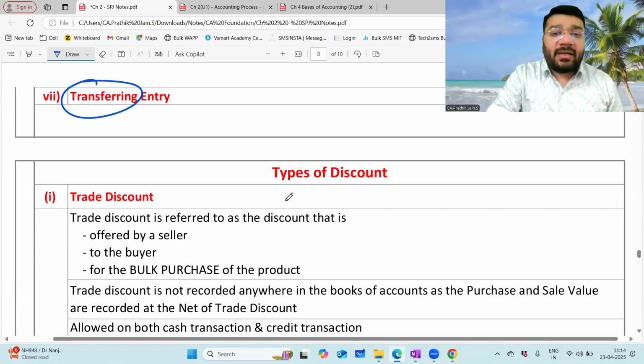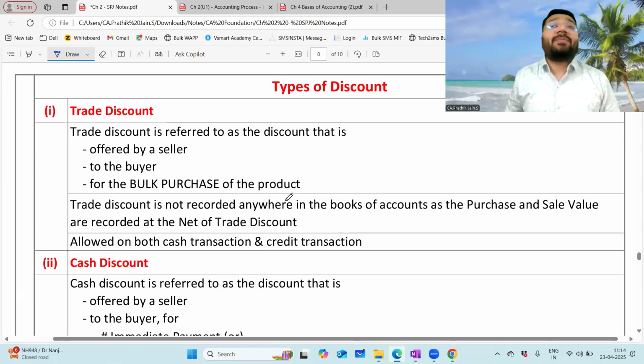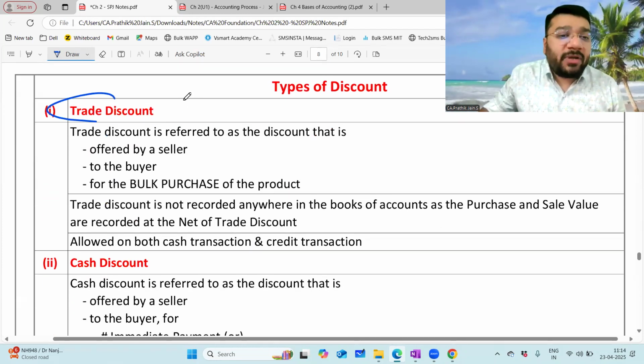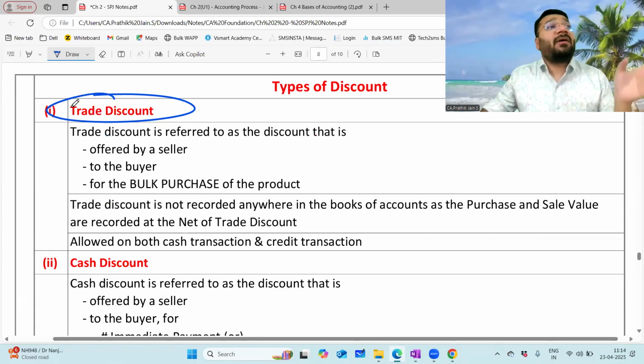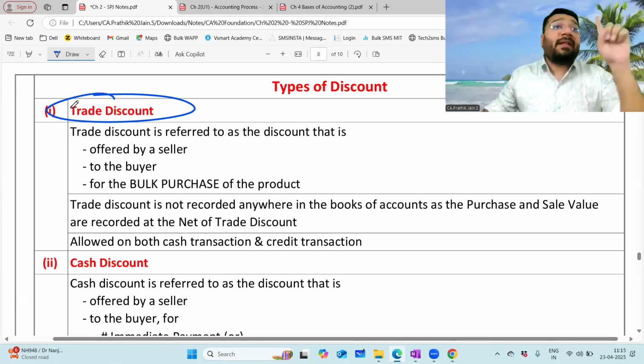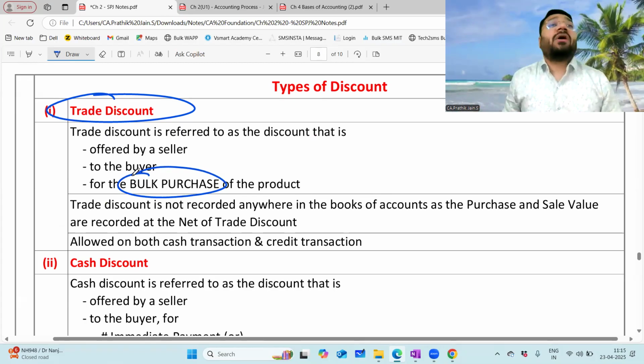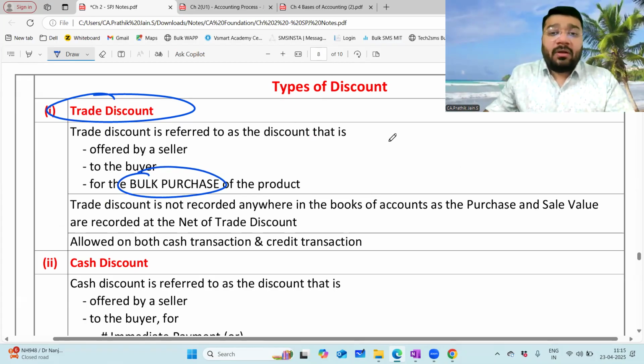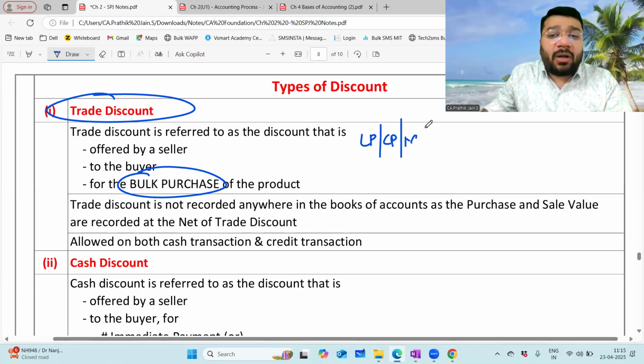Then we discussed the concept of discounts, different types of discounts. We saw something called trade discount. Trade discount is a discount provided by the seller to the buyer only when a bulk purchase of goods or products has been made. Now, when you go to the shopkeeper, he will give you one price called list price, also called catalog price, also called mark price, also called gross purchase price or gross selling price.